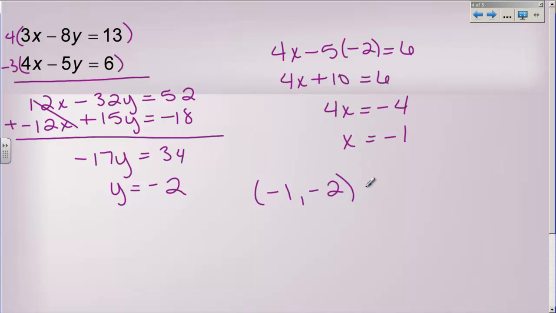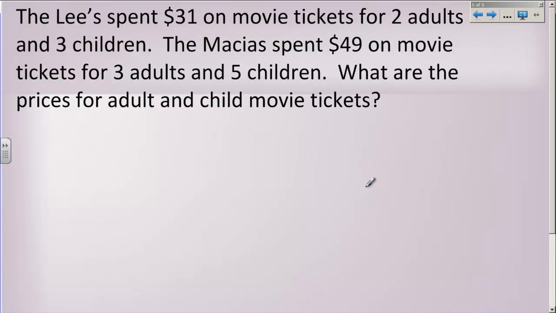Okay, one more question. This time we have a word problem. So the Lees spent $31 on movie tickets for 2 adults and 3 children. The Masias spent $49 on movie tickets for 3 adults and 5 children. What are the prices for adult and child movie tickets? So our variables, we have A for adults, and we have C for children.